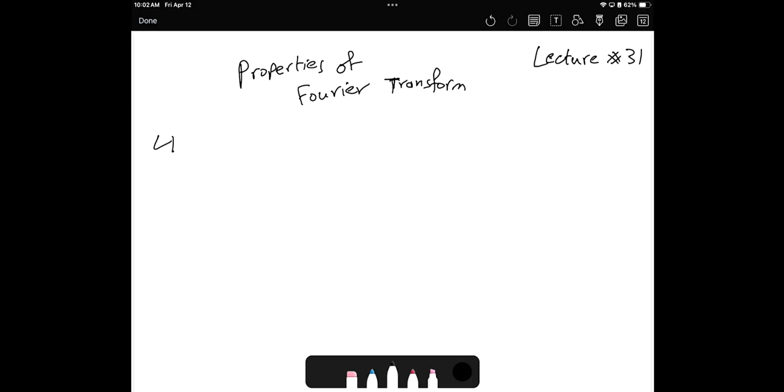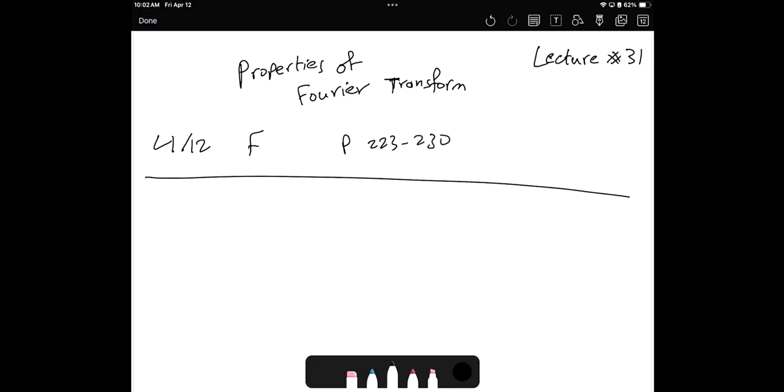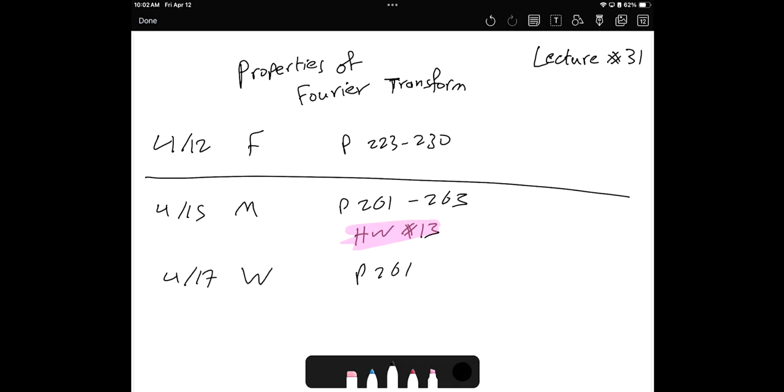Today is April 12, Friday. The reading is page 223 to 230. Then next week, lecture 4/15, Monday, the reading is page 261 until 263. Then is the due date for homework number 13. Then 4/17, which is Wednesday, the reading is page 261 until 263.